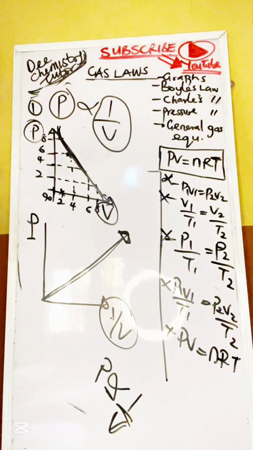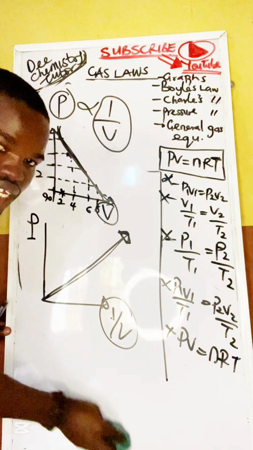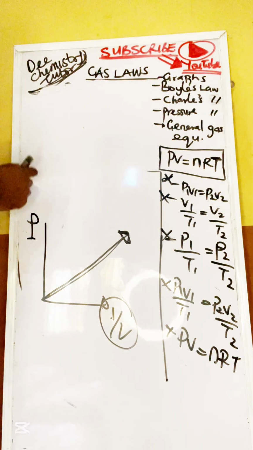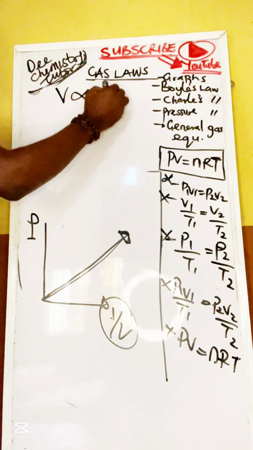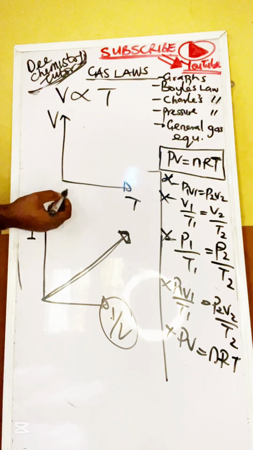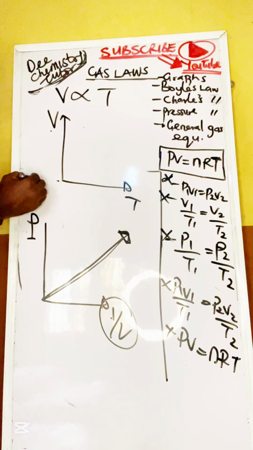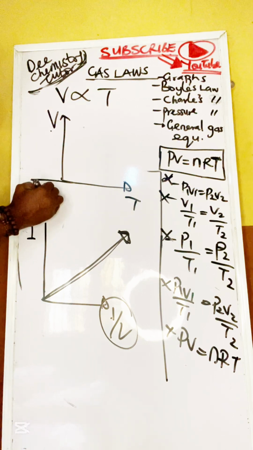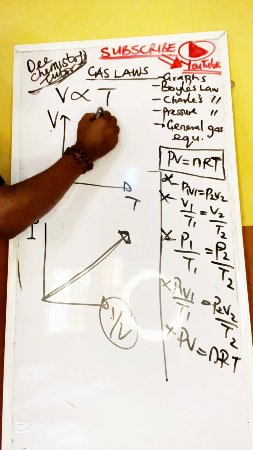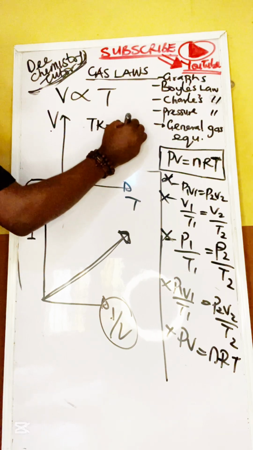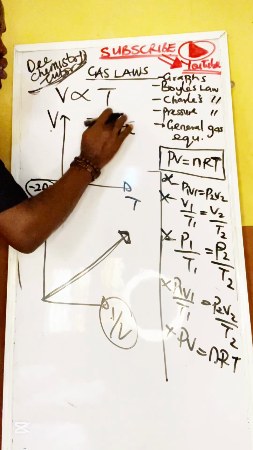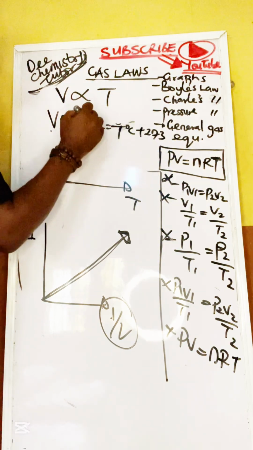Now, Charles' law. Charles' law is very easy. You will see now. Let's say I want to plot a graph of Charles' law. Since V is directly proportional to T, I can say V against T, but there is a particular temperature here, minus 273. If it is minus 273, there's something you have to understand: the conversion scale. T Kelvin is 0 degrees Celsius, or a value T degrees Celsius plus 273. This is the conversion scale.